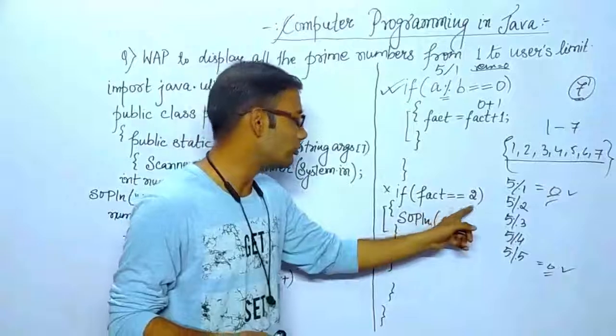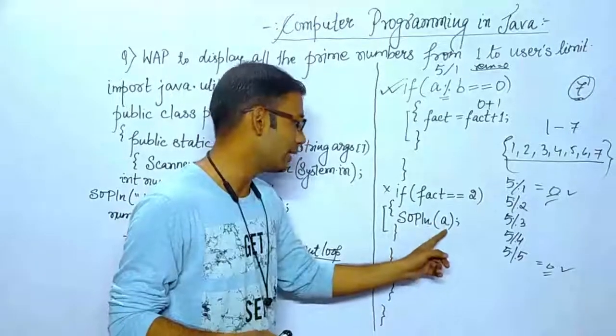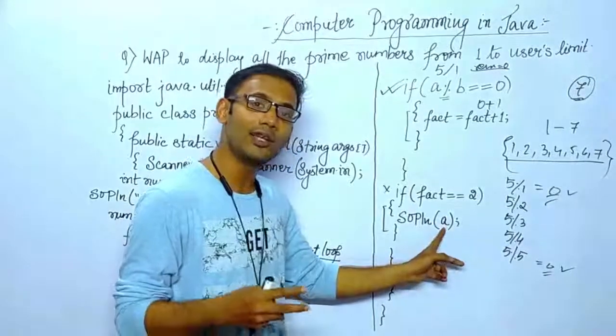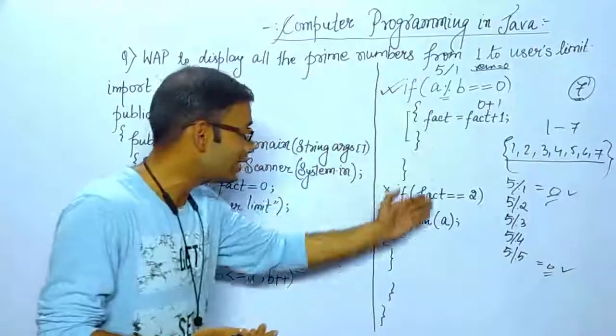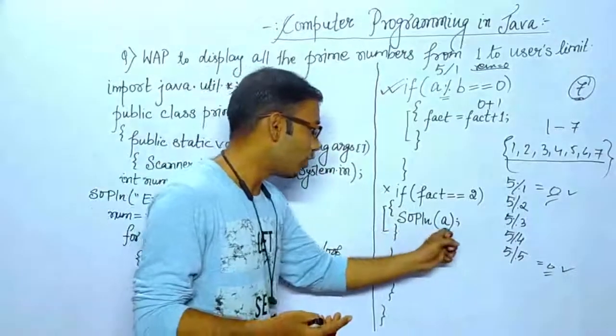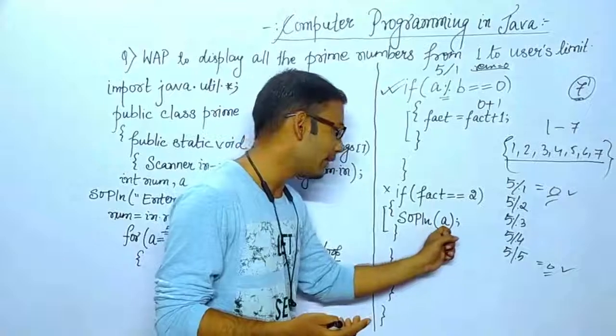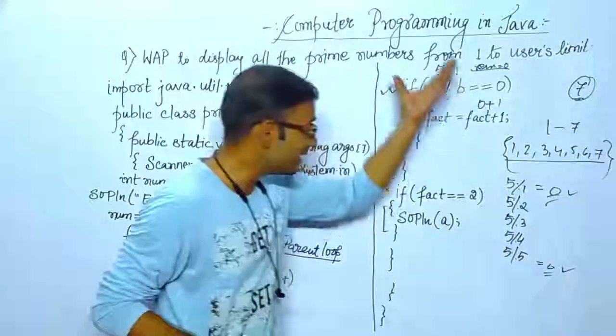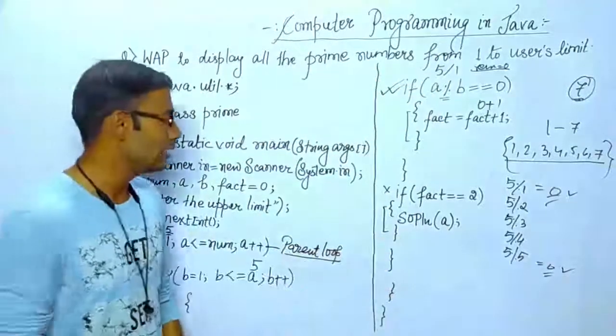If fact equal to 2, system.out.println a. That means over here the value 5 satisfies all the conditions. Therefore, over here system.out.println a, that means 5 will be displayed, since it is satisfying all the conditions.